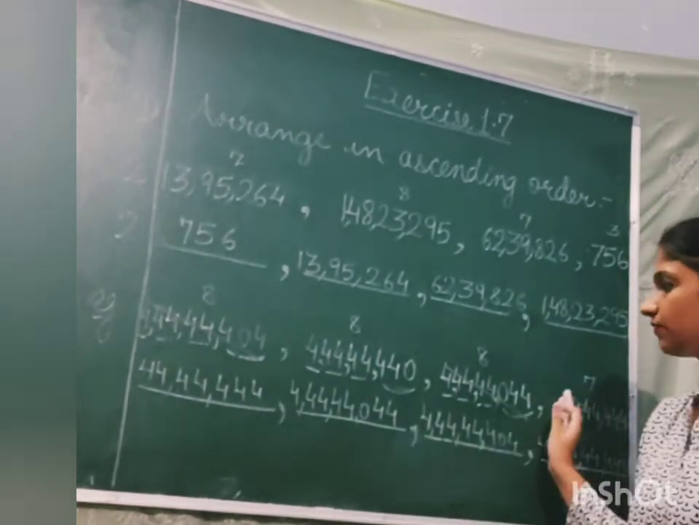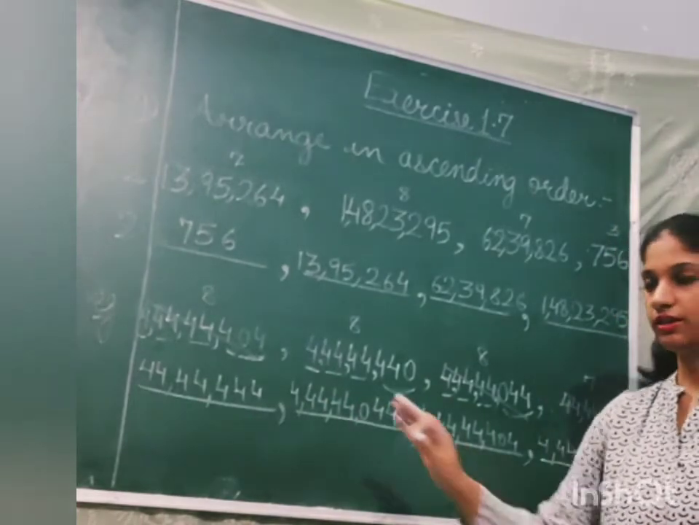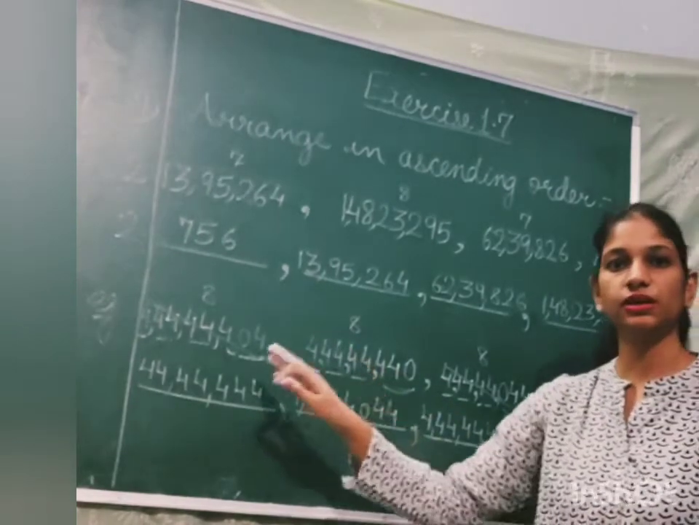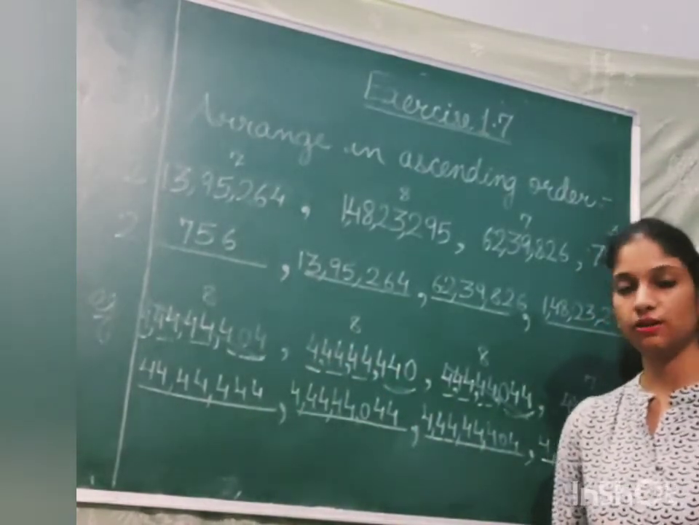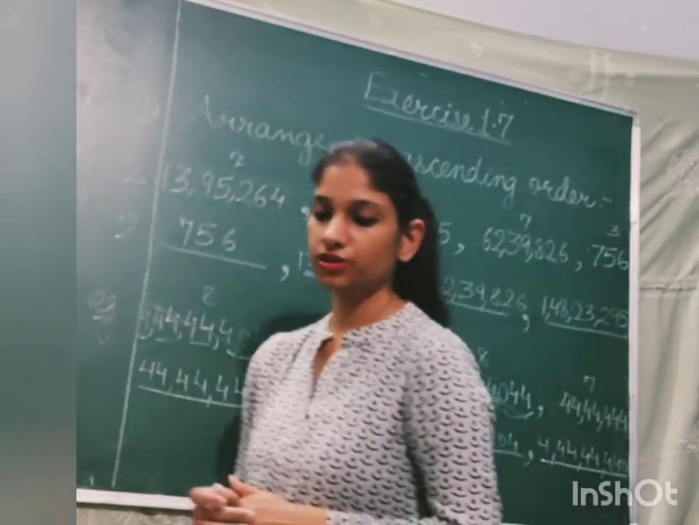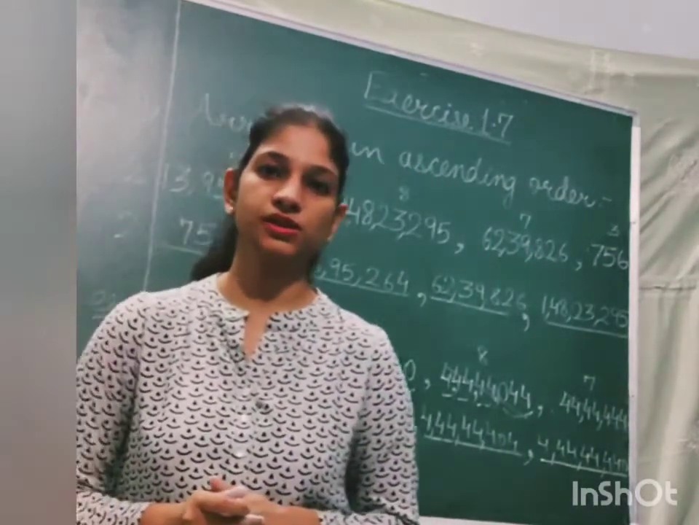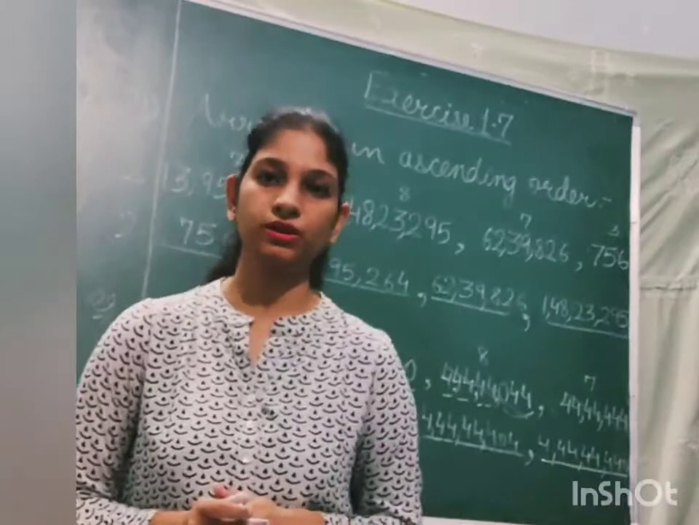You can easily get one or two numbers sorted out. Then remaining one or two numbers you can compare them very easily. Okay. So let's move on to the next question now, which is based on the place value.